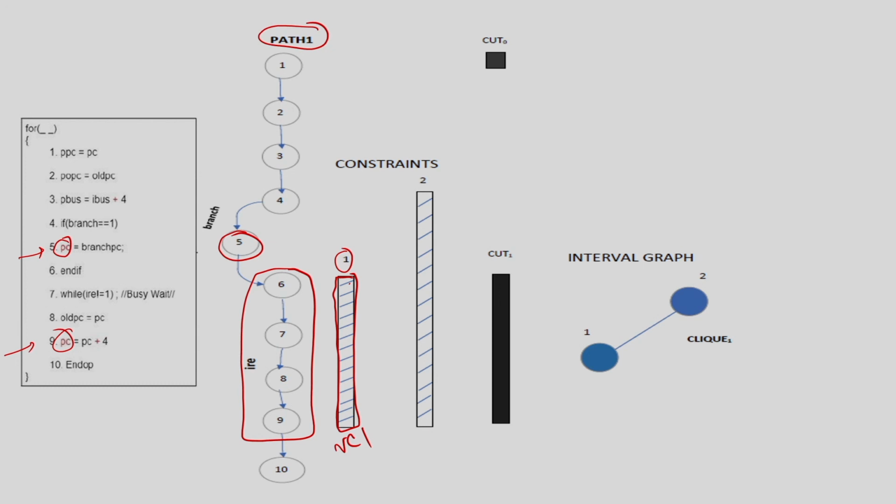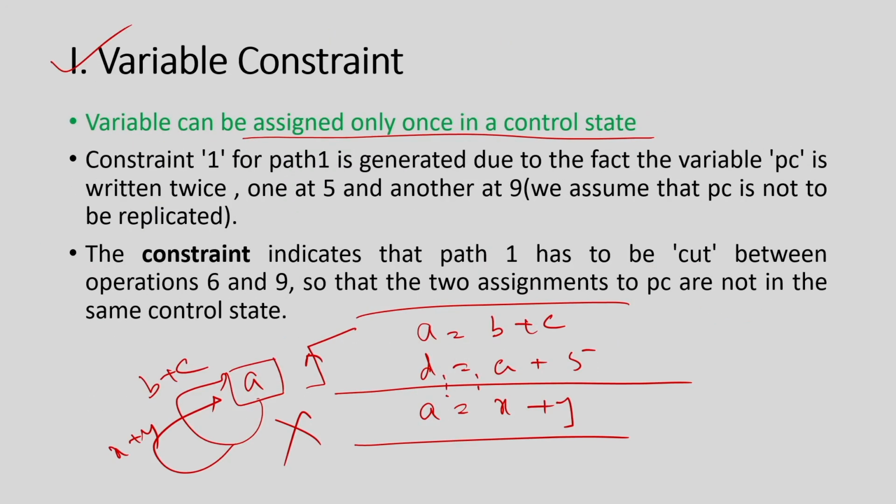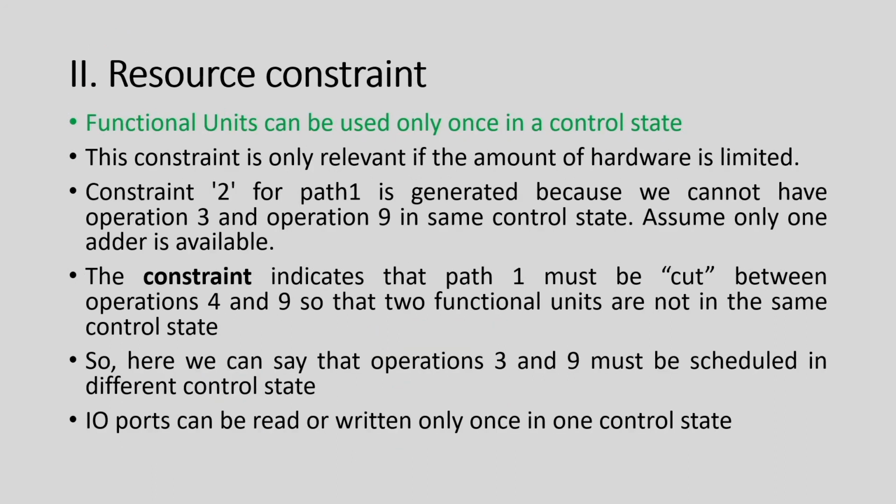So, this is the variable constraint. You can have many such constraints, but for our example I have only one such constraint. The next one was the resource constraint.